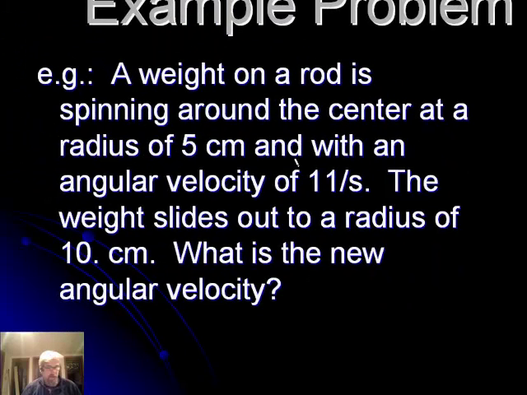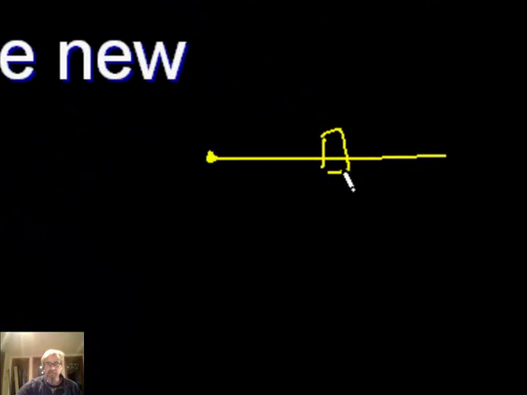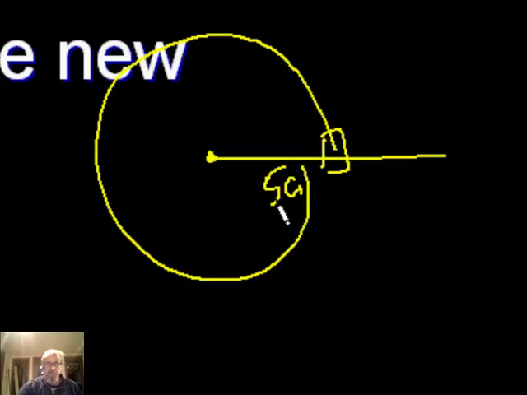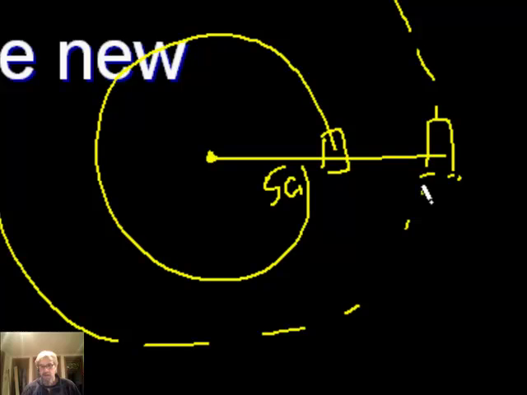Here's an example problem for us to figure out. There's a weight on a rod spinning around the center at a radius of 5 centimeters. So this rod has a weight sticking on it at 5 centimeters and it's making a loop here. Has an angular velocity that's given to us. The weight slides out, so it's going to end up in a new position here, doing a new loop, and we want to know how does the velocity change.